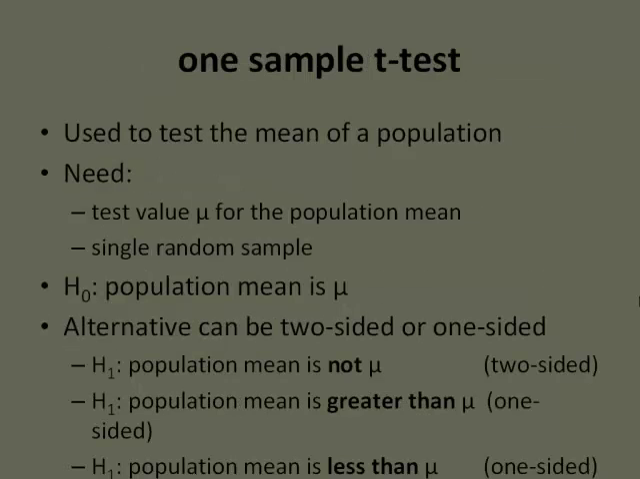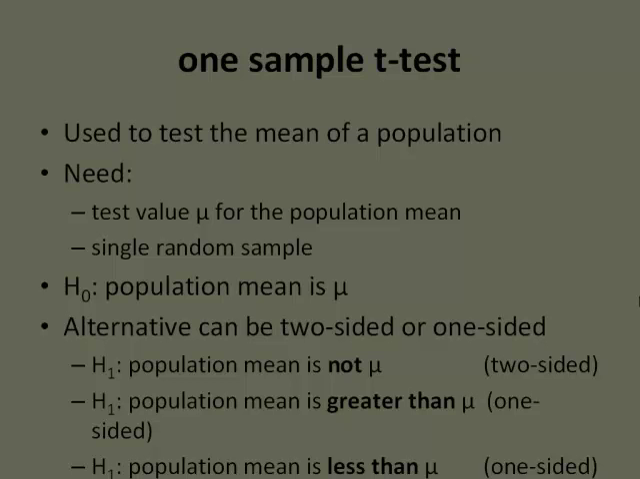So first, this is the one you have seen. This is called one sample t-test. And it's used to test the mean of a population. So that's what you need for that. You need to have some idea about what is the mean of the population. And you need a single sample, which is why it's called a single sample or one sample t-test. The null hypothesis is that the mean is that thing you think it is. The alternative can be two-sided or one-sided. Depends what you want to test.